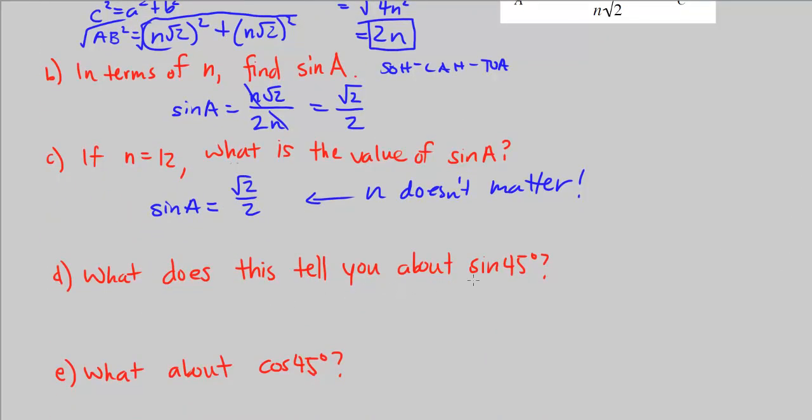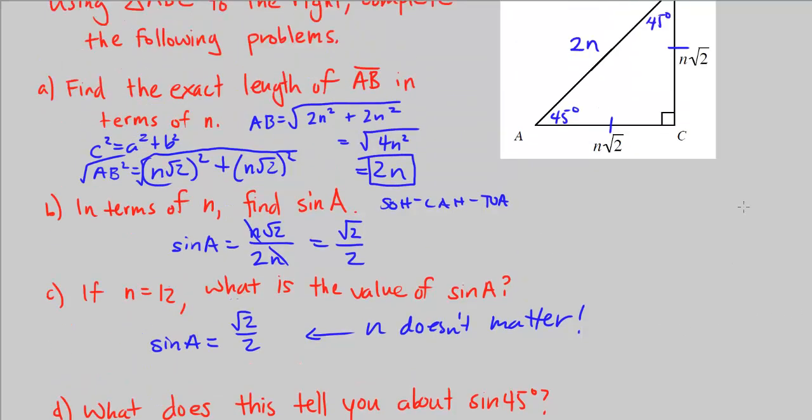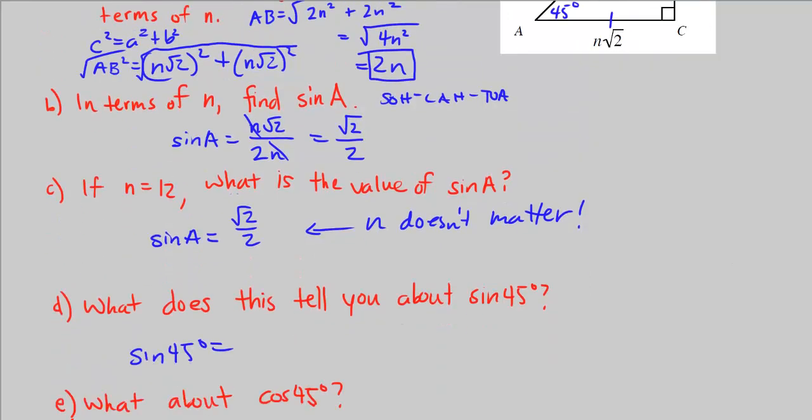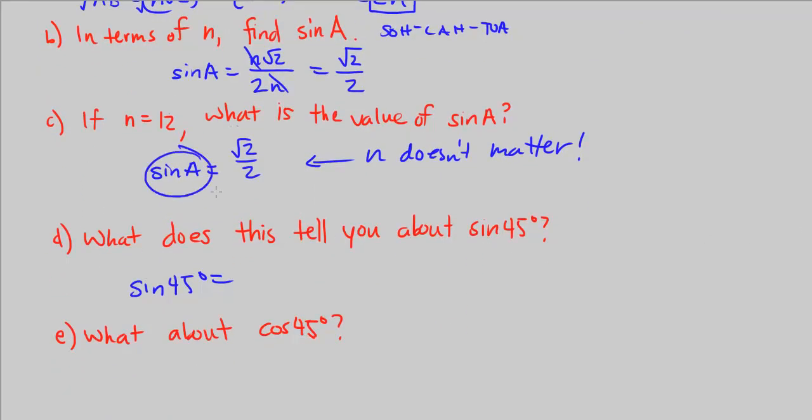What does this tell you about sine of 45 degrees? Well, this tells you sine of 45 degrees. We know A is equal to 45 degrees, remember. Sine of 45 degrees, or sine of A, is always square root of 2 over 2. No matter how big that triangle is, if we have a 45 degree right triangle, right, if we have a 45, 45, 90 degree triangle, sine of 45 degrees is always going to be square root of 2 over 2. So I'm going to write sine of 45 degrees equals square root of 2 over 2, always.